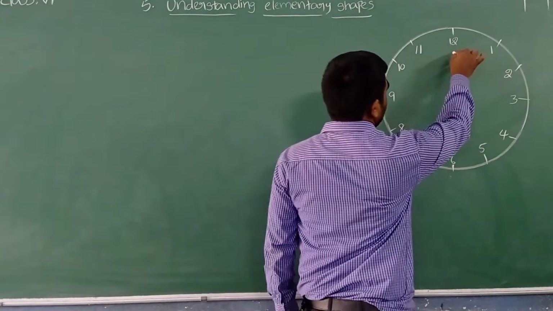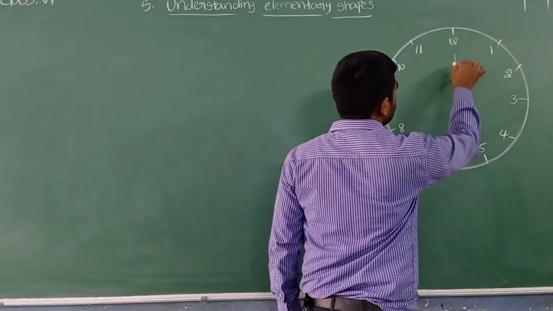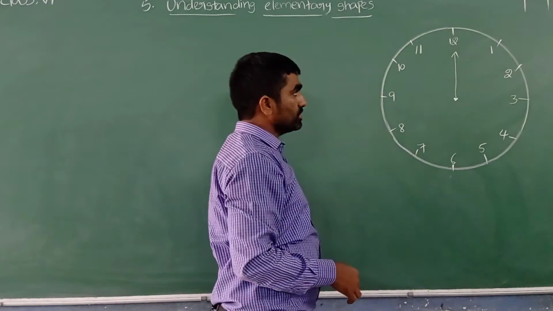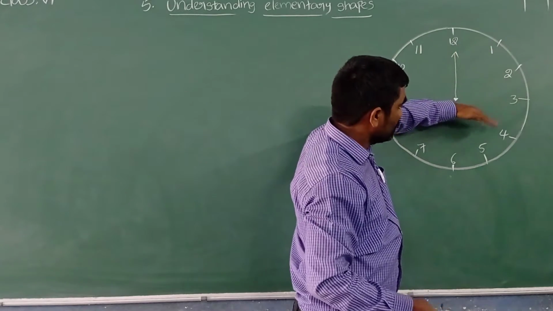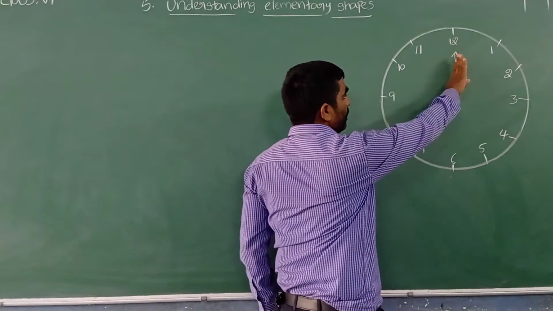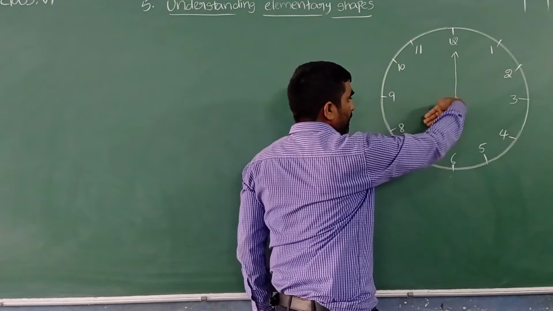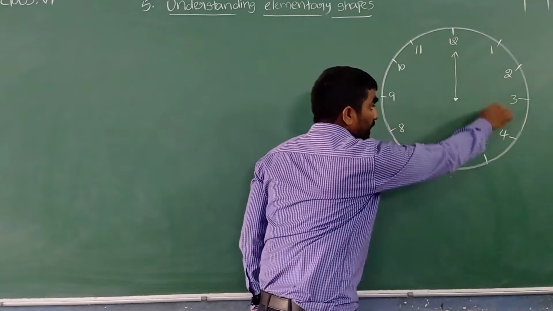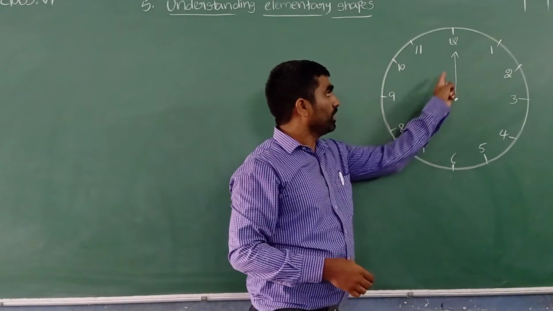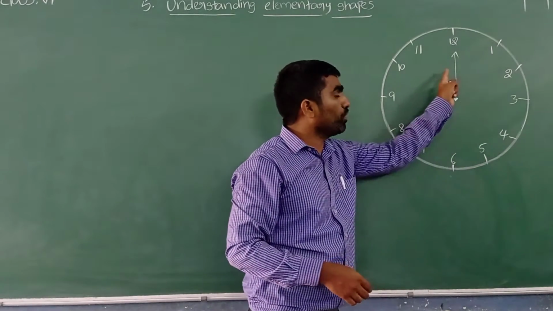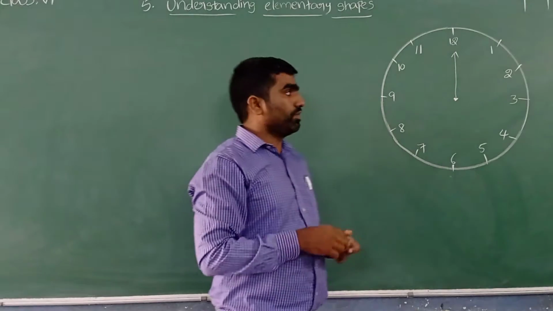Now let's see. Suppose I take the minute hand, which is at 12. When it completes one complete round, it generally turns in the clockwise direction only. One complete rotation is nothing but 360 degrees. We are going to consider one complete rotation as one revolution.